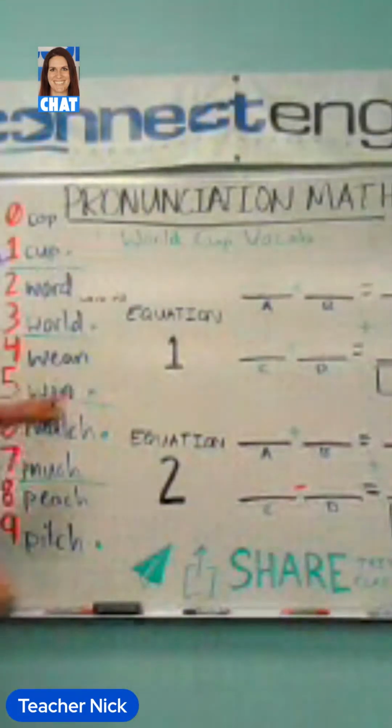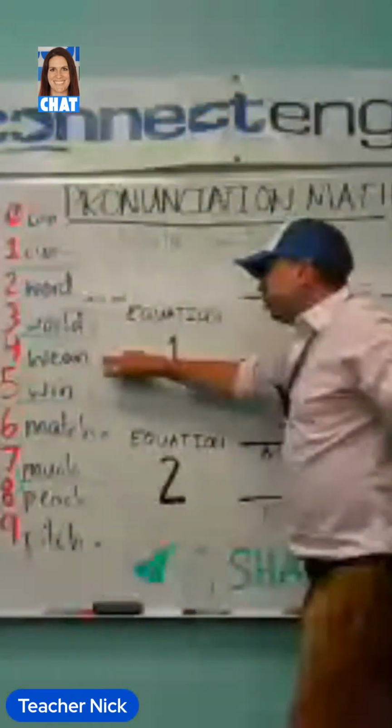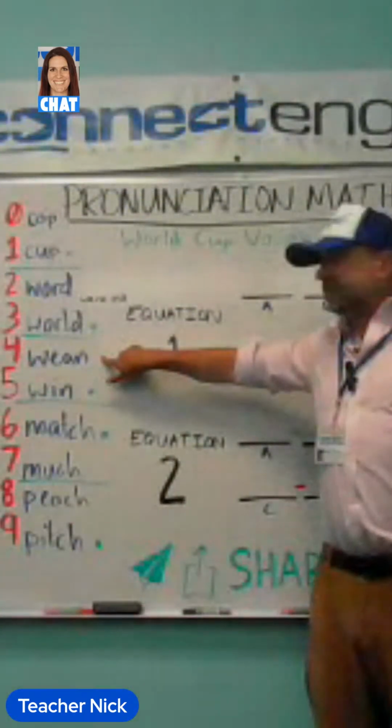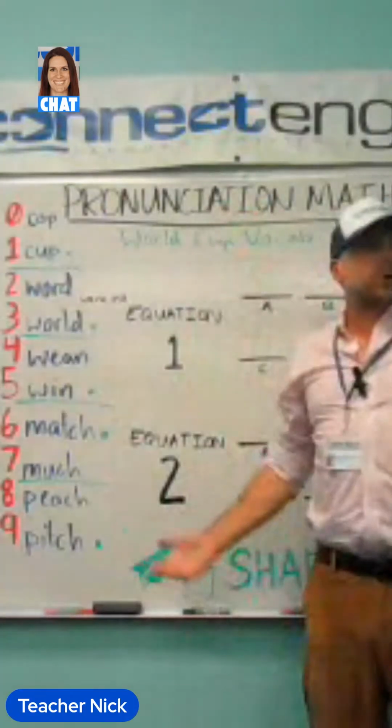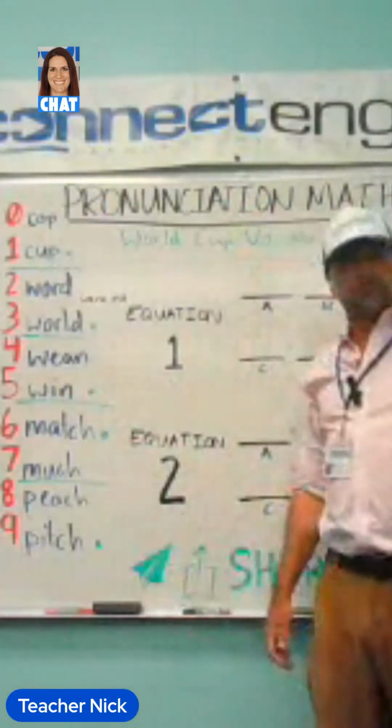Great. Okay, this next one, number 4, this is a verb that is not very common. It is the least common word here. It is not a popular verb, okay?